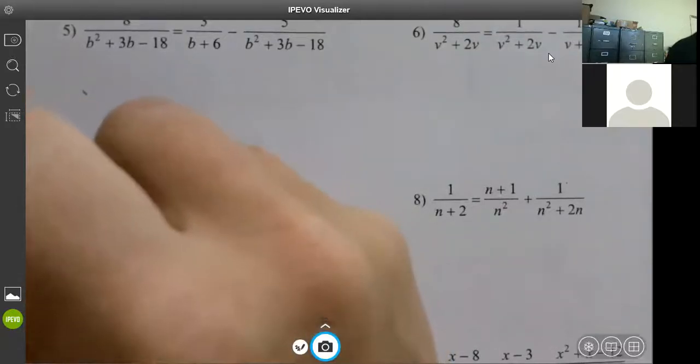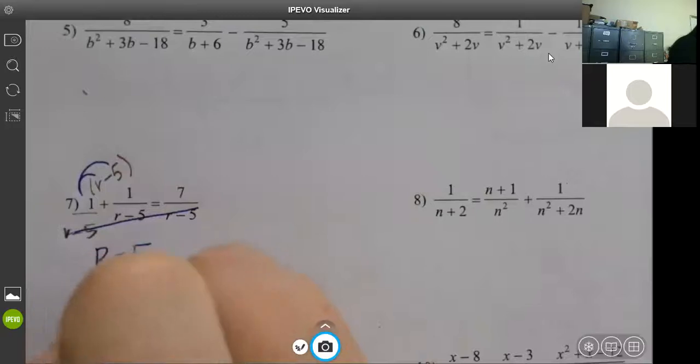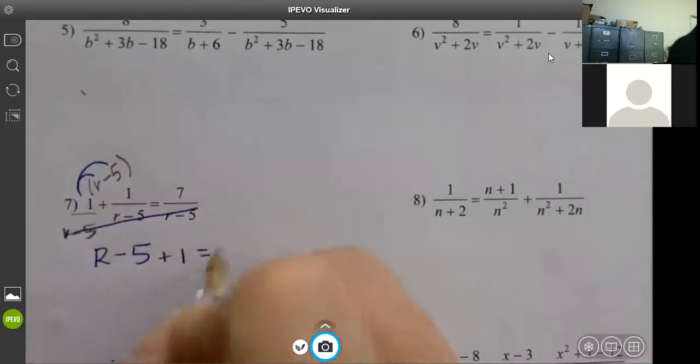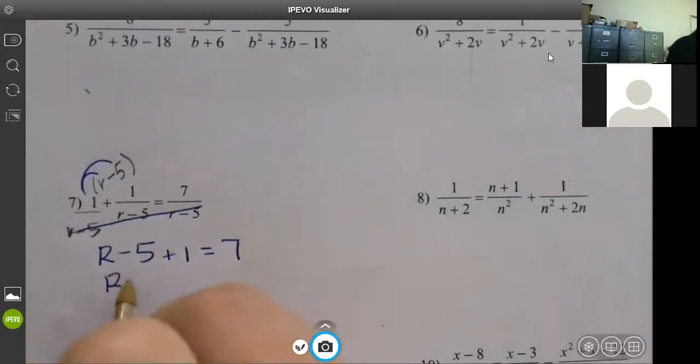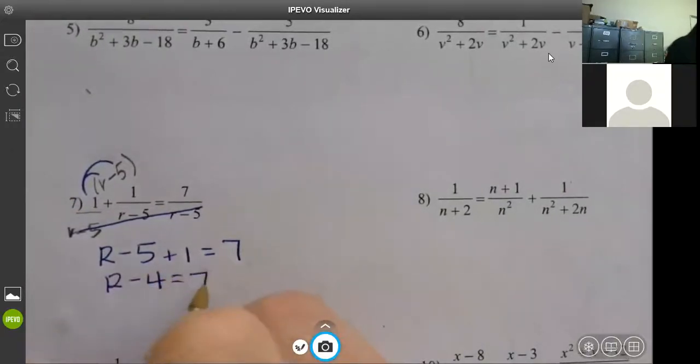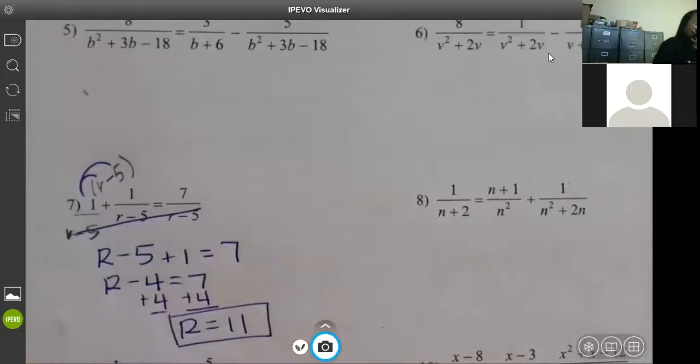We distribute the 1, and in this case, it doesn't really change anything. We get r minus 5 plus 1 equals 7, all of the numerators. Clean it up. Negative 5 minus 1 is negative 4. Add your 4. And r equals 11. When we plug this one back in, 11 minus 5 is a positive 6. It's not 0. We're just good. We do not want it to equal 0.